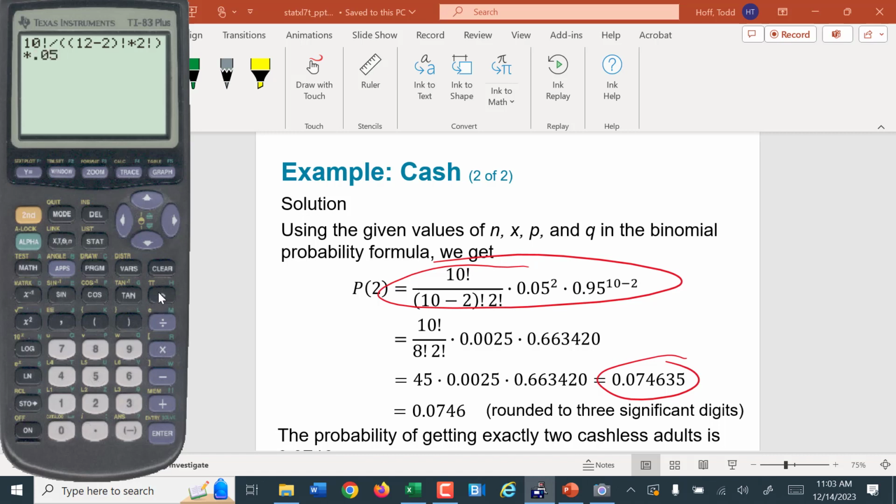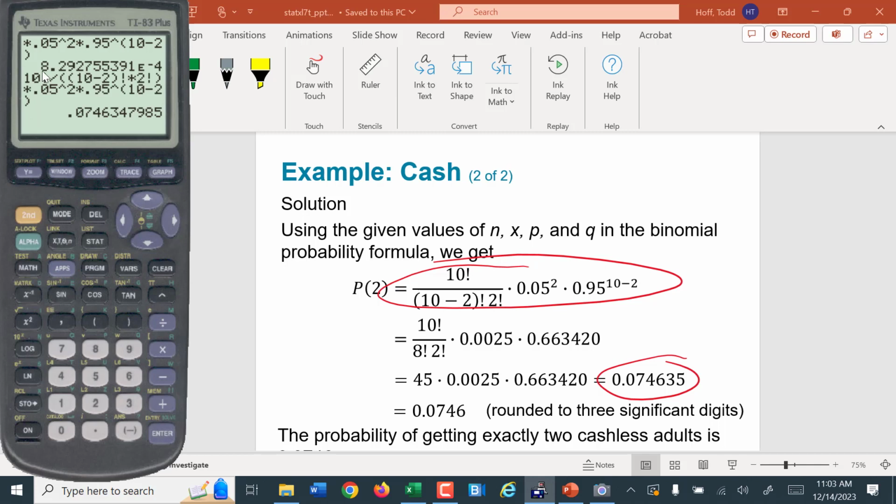Times the 0.05 to the power of 2 times, I'm in parentheses, 1 minus the 0.05 or the 0.95 to the power of 10 minus 2, or 8 failures. Giving us now, oops, did I get a factorial? I got a 12 put in there instead of a 10. Let me get that corrected. There we go. So we get the 0.07463, just like the slide shows us.